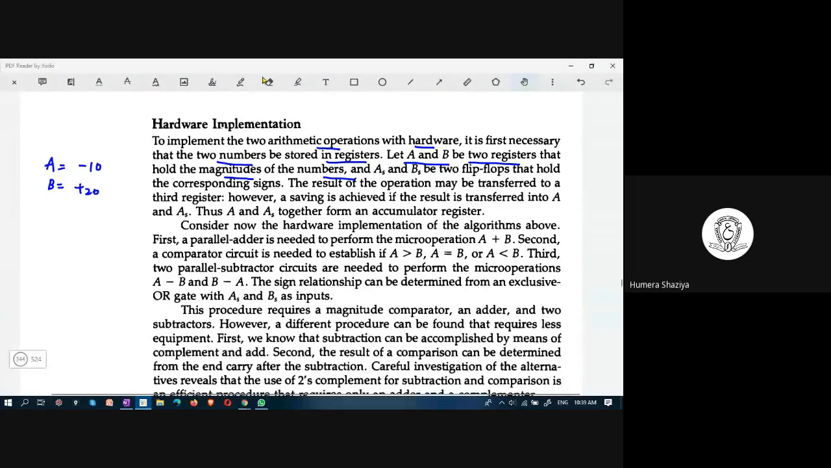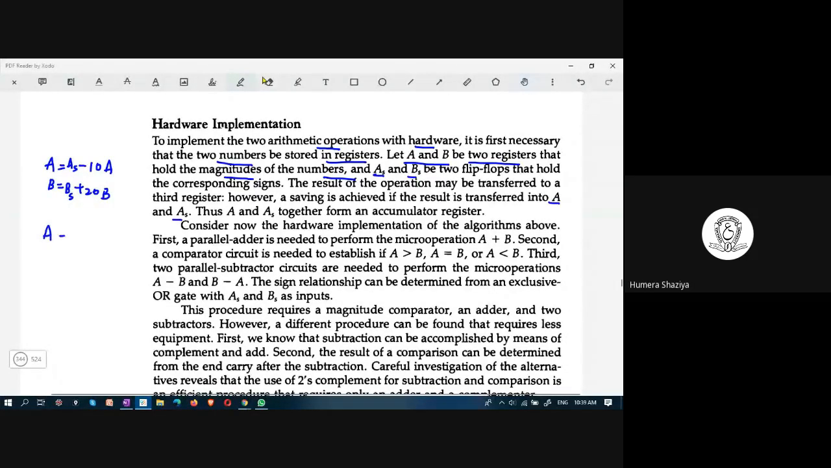And then we have a sign flip-flop. There are two flip-flops, AS, BS. This minus will be stored in AS and plus would be stored in BS. 10 would be stored in A, 20 would be stored in B. The result of the operation may be transferred to a third register, or you can save the result back into A and AS. All right, it is possible.